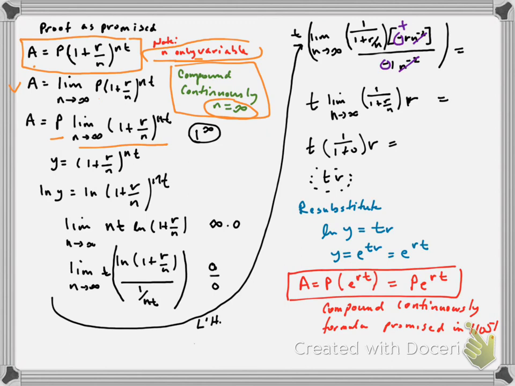So we're going to do our steps. We're going to do our substitution. We're going to take the natural log of both sides. We're going to recognize that if I take the limit of this expression right here, it's going to be infinity times 0. So I write it as a complex fraction. And when I do that, I get 0 over 0, so I can apply L'Hopital's rule to this thing.